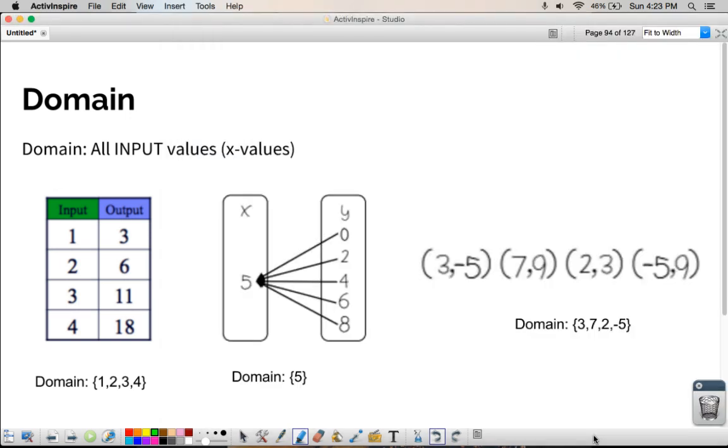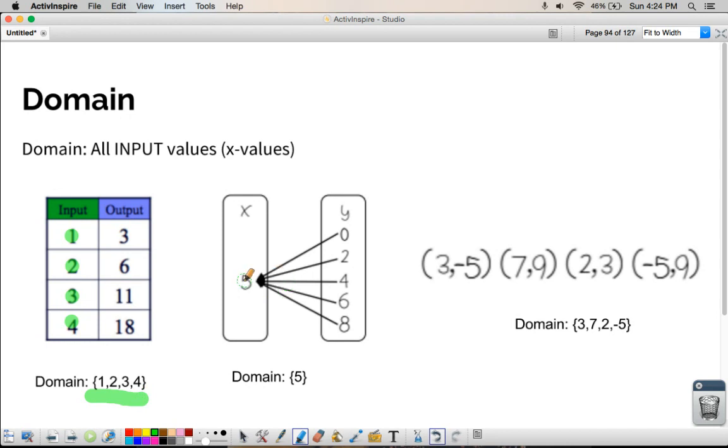All right, so now we're going to look at domain and range. So remember that your domain is all of your input values or your x values. So here, my input values are 1, 2, 3, and 4. So my domain is 1, 2, 3, and 4.